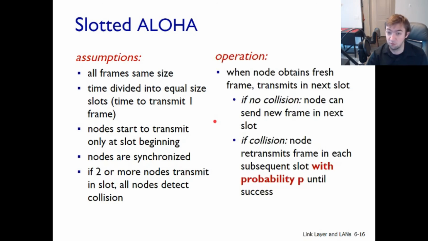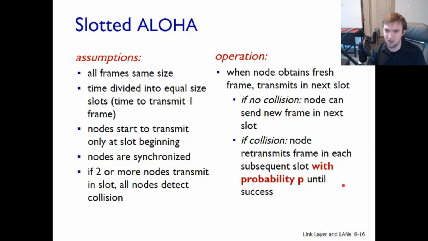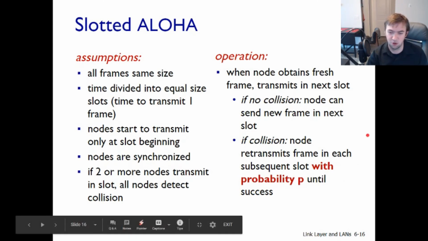So how does the protocol work? Basically, when a node gets a fresh frame, it transmits in that slot. If there's no collision, great, you can just keep sending and continue onward. If there is a collision, then you basically flip a weighted coin and decide randomly: with some probability p, you try again at the beginning of any subsequent slot. And eventually at some point you say, okay, I've randomly decided here's when I'm going to start to send again, in the hope of avoiding more collisions.